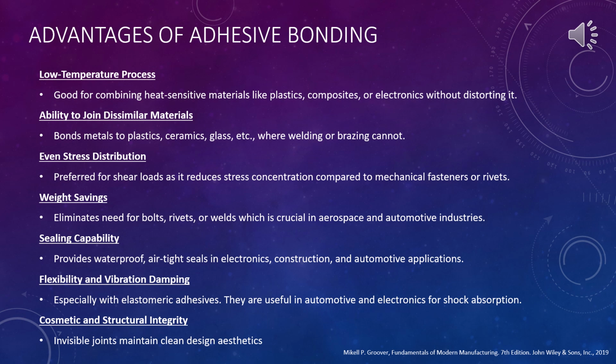Number 3 is the even stress distribution. Adhesives distribute stress across the entire bond area, especially when it's in shear. This reduces the likelihood of failure at specific points, unlike rivets or screws that can create localized stress concentrations. It is also one of the reasons adhesives are preferred for load-spreading joints, such as the bonded panels in our vehicles or planes.